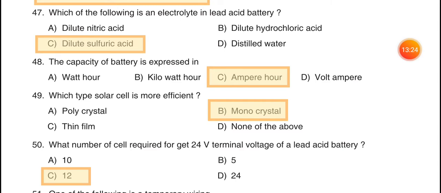49. Which type solar cell is more efficient? Answer is option B, monocrystal. 50th question. What number of cells required for get 24 volt terminal voltage of a lead acid battery? Answer is option C, 12.